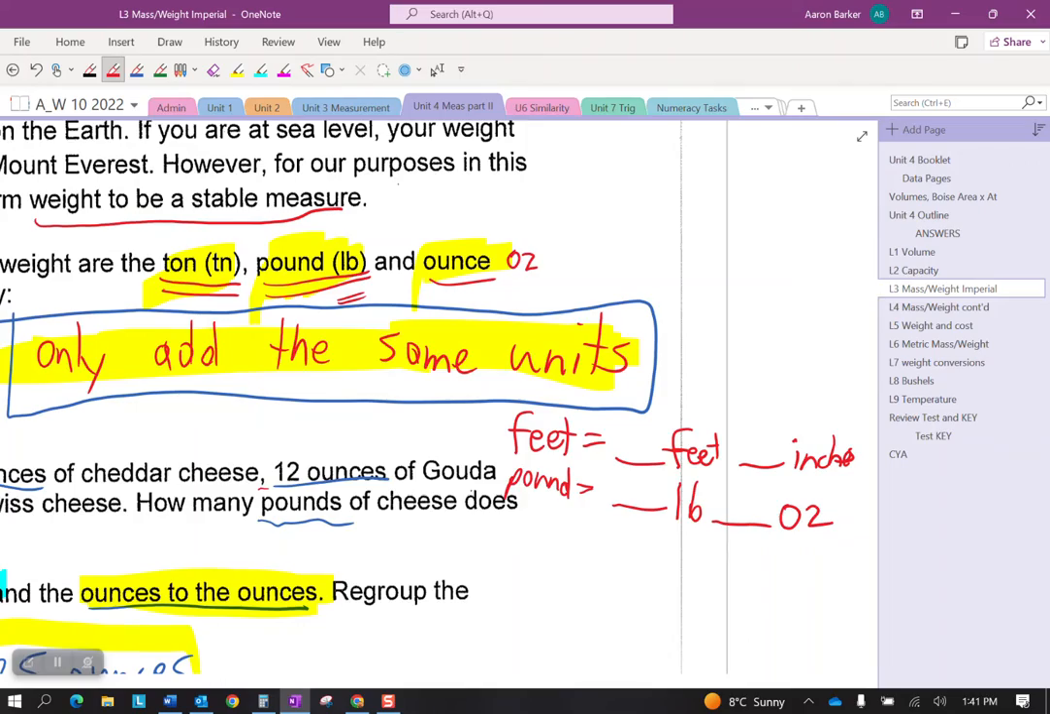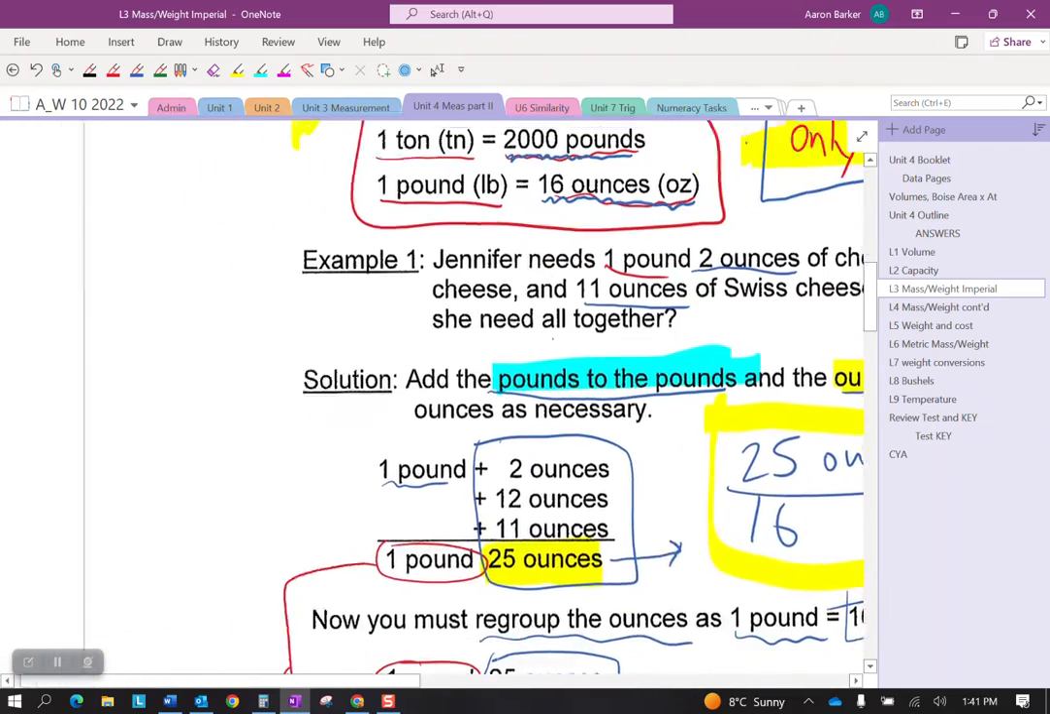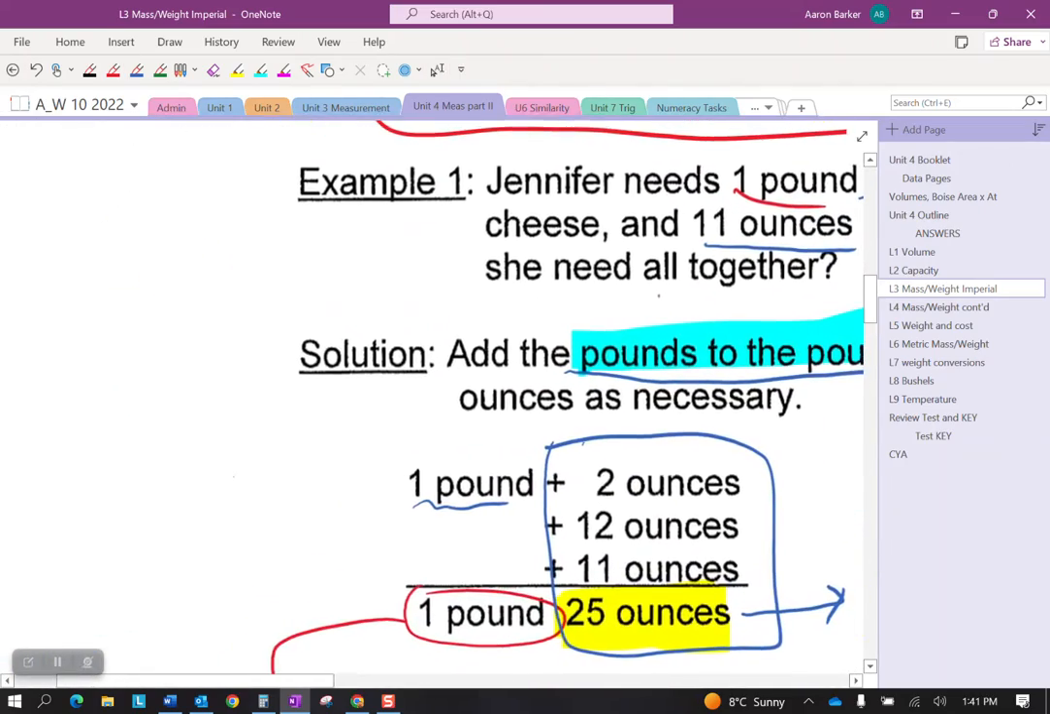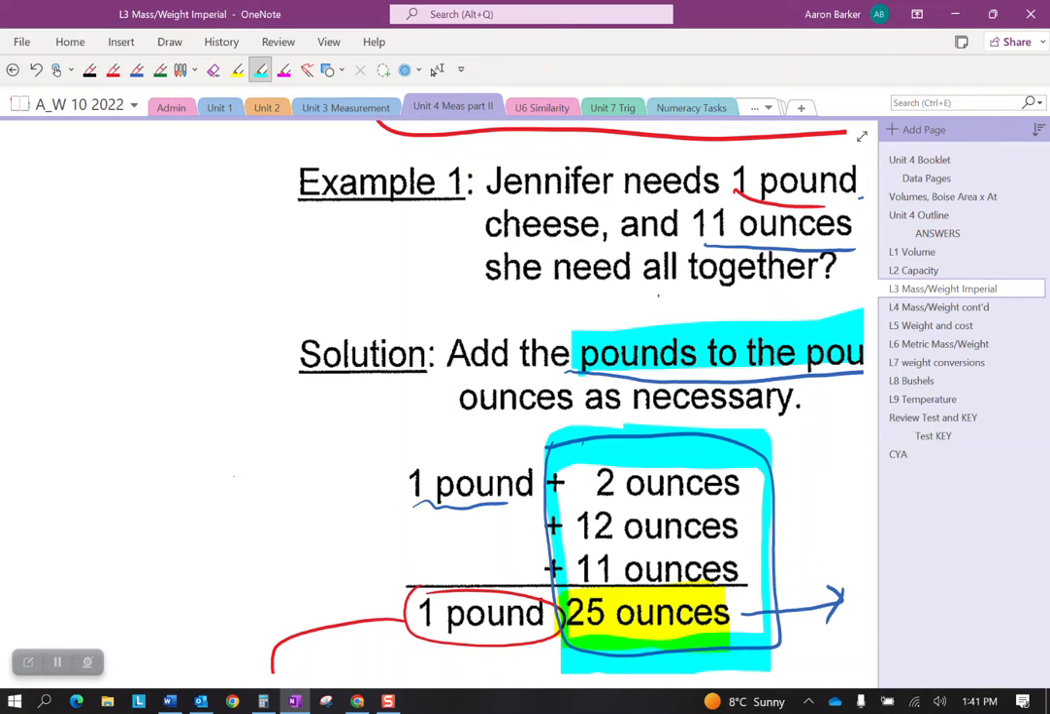All right, so over here we have adding up the pounds and the ounces. Notice that all the ounces, put a box around them. Those ones get added up, right? 2 plus 12 plus 11. They don't touch the 1 pound. Okay? But now we have the 25 ounce problem.